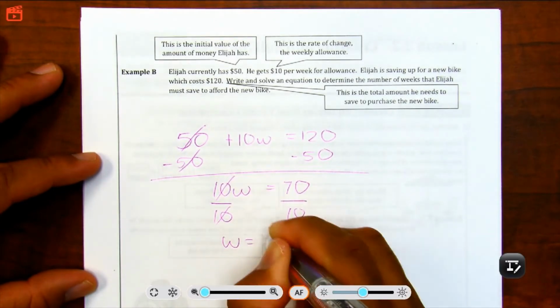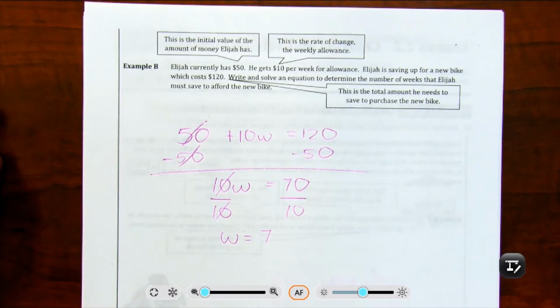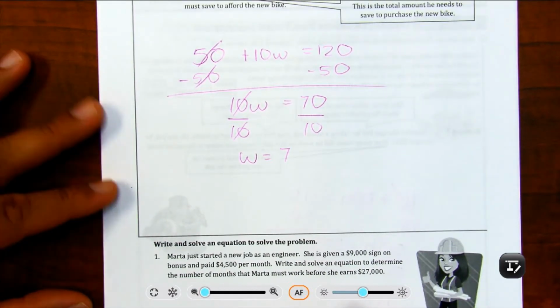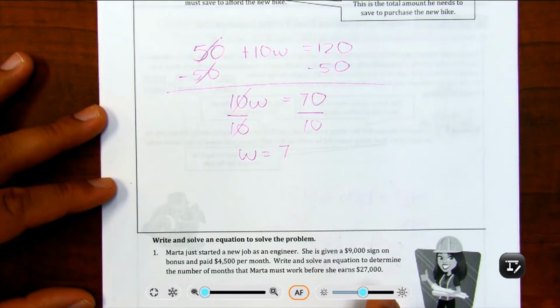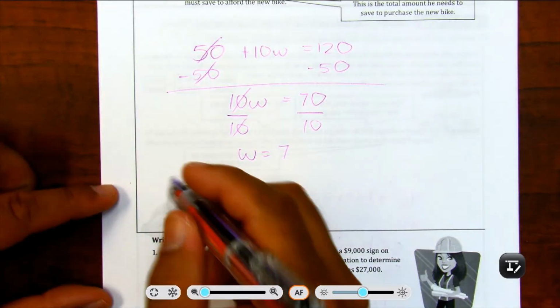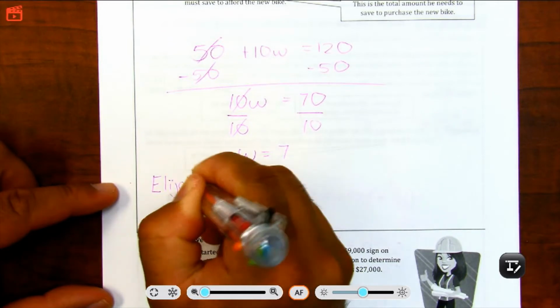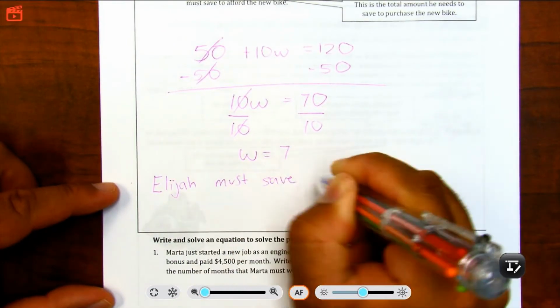So what does that mean? The question is, determine the number of weeks that Elijah must save to afford the new bike. So to answer this question, Elijah must save for 7 weeks.